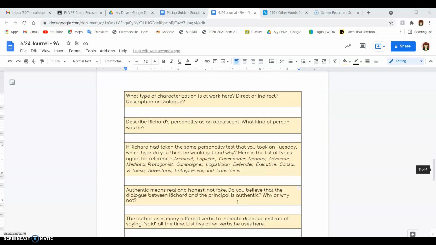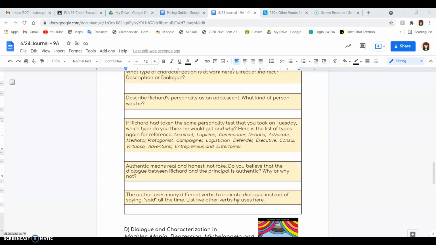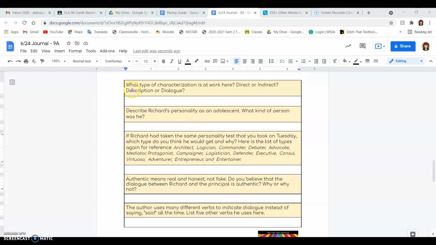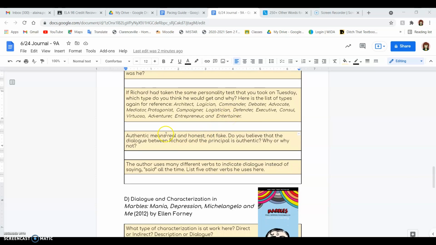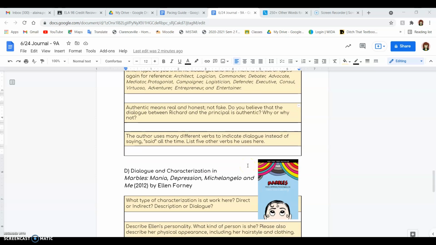Before I read, though, let's just take a look at the questions so maybe you can think about them as I'm reading to you. So we're asking, what type of characterization is at work here? Direct or indirect? Description or dialogue? Describe Richard's personality. If Richard had taken the same personality test that you took on Tuesday, or for Mr. Ormsby's class, I think you guys took that on Monday maybe, which type do you think he would get and why? Here's the list of types again for reference. So you're kind of just predicting which one Richard would have gotten if he had taken the test. We're talking about dialogue down here, and then different verbs to indicate dialogue as well.